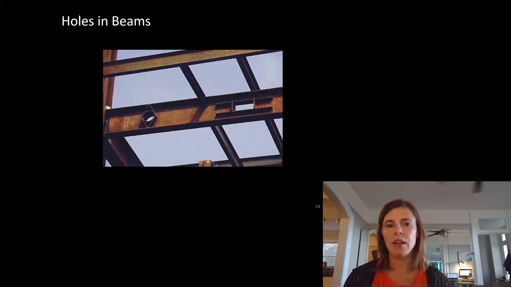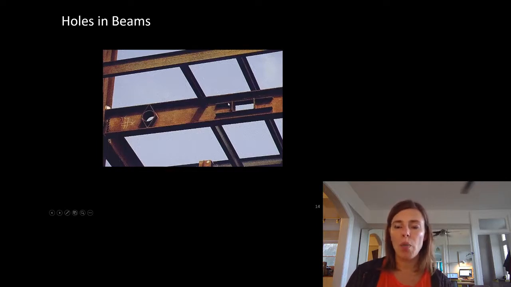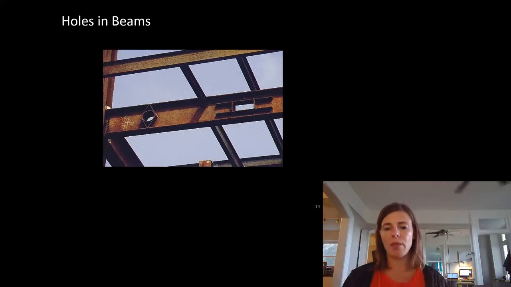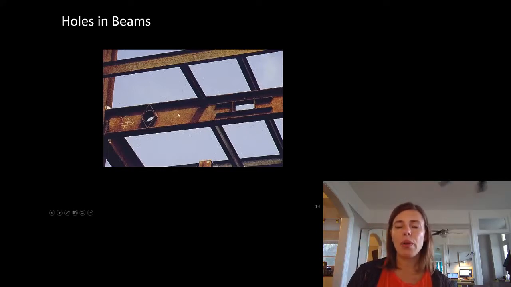without reinforcing it. Don't do a square opening. You're going to get cracking there. Do a round opening. Even if you're trying to fit something square through it, cut a round opening. If it's in the middle third, you don't even need to reinforce it. It's going to be working just fine. Because this part of our beam is doing all the work for shear.